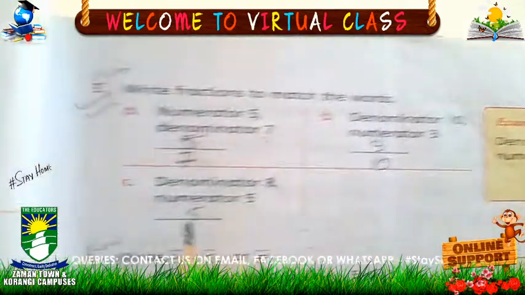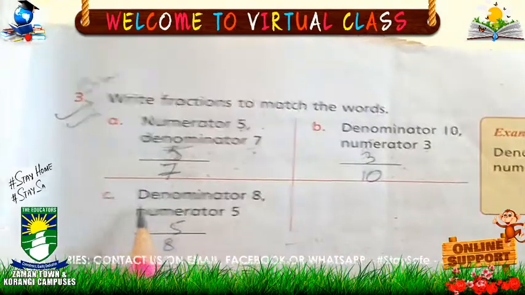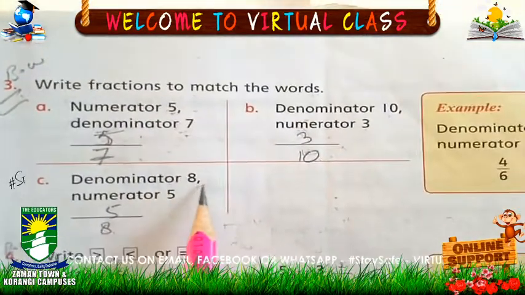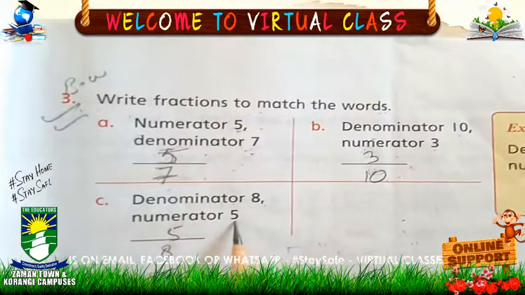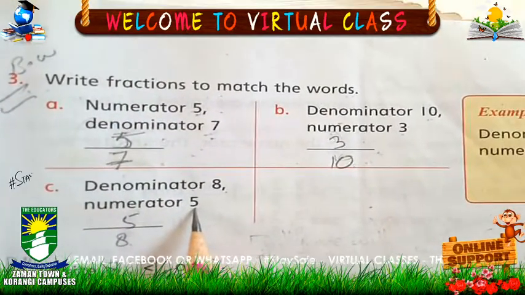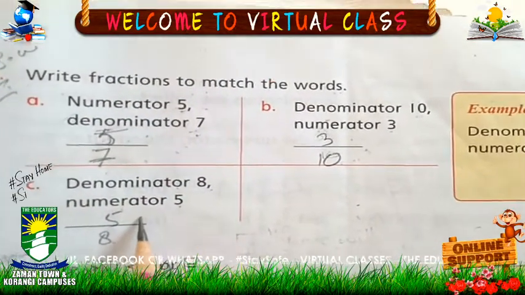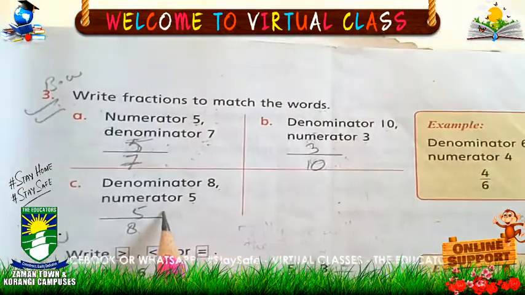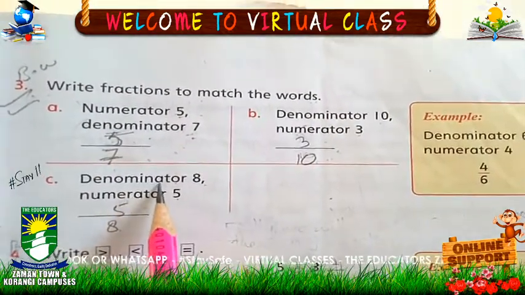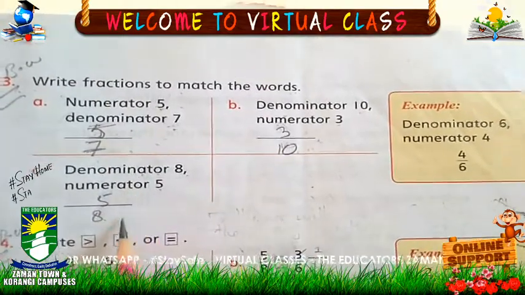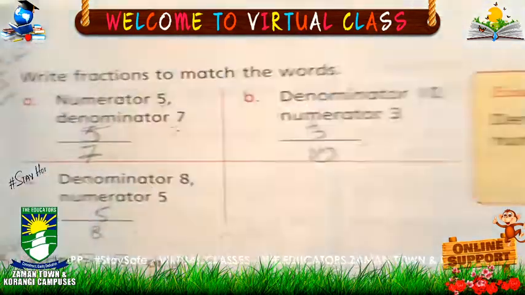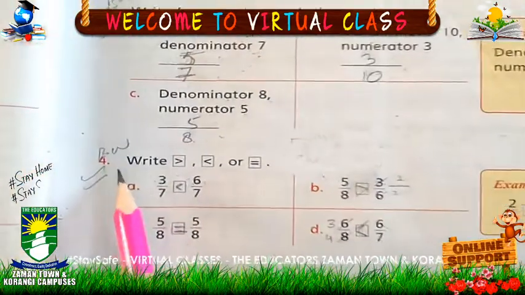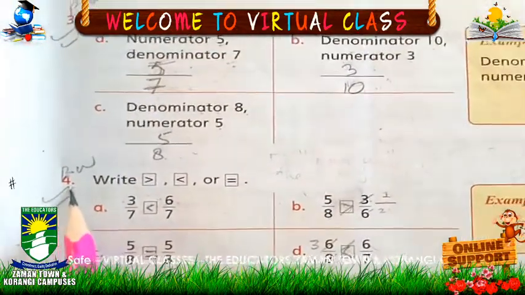Now come on to the third part, C part. Here the denominator is 8 and the value of the numerator is 5. So you will write the value of the numerator at the upside and the value of the denominator at the downward. So it will become 5/8. Now we come to question number 4.